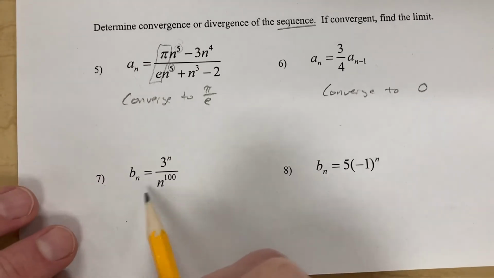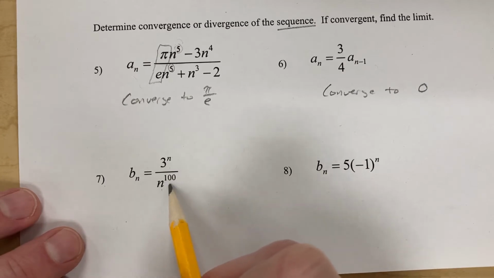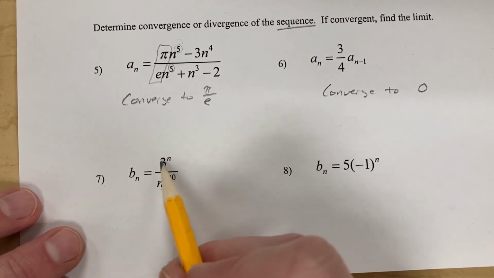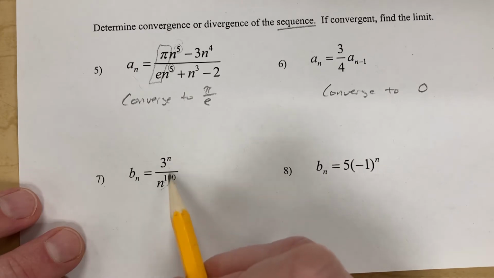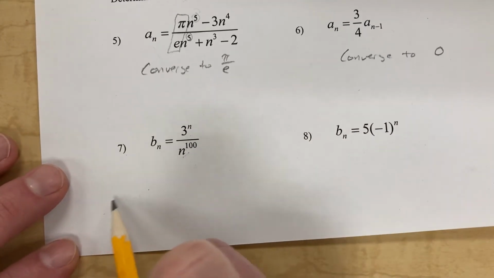For number 7, I have 3 to the n over n to the 100th. If you were to do, say, L'Hopital's or something to see, this 3 to the n is going to continually stay up top as you take the derivative of it over time, whereas this will start to peter out, if you will.